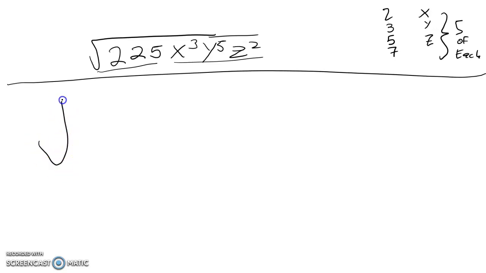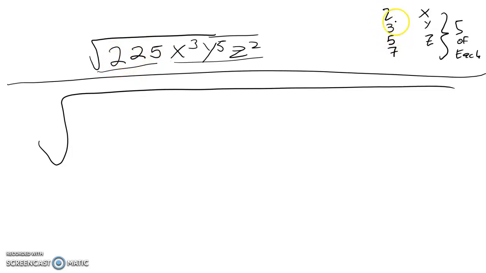So on my whiteboard, I got my big square root. I'm going to need a big one for this. And what I'm going to do is now do my prime factorization. Let's start with the 225. What cards can we put down from 2, 3, 5, and 7 to get 225? Well, if we think about it, 225 seems divisible by 5, so we know that 5 times 45.